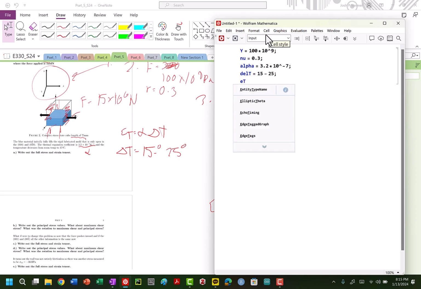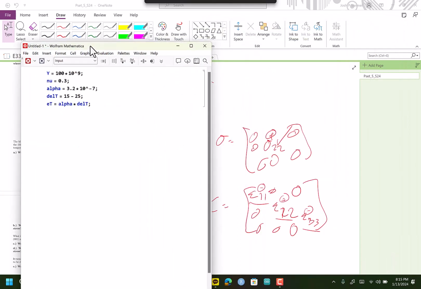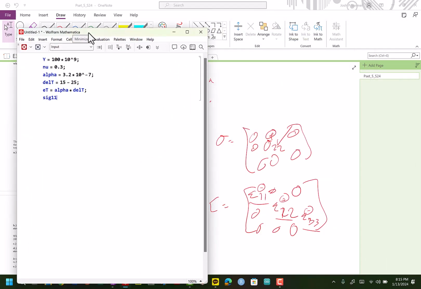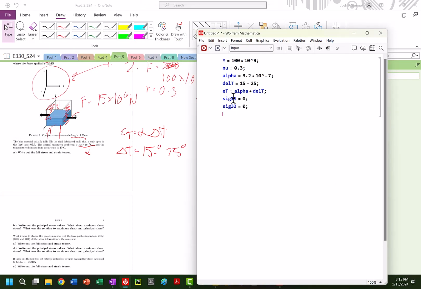Our epsilon T, which is our thermal strain, is going to be alpha times delta T. We also know in this particular problem that our sig11 is going to be equal to 0, our sig22 or sig33 is equal to 0. And we also know that the side length of our cube, L naught, is going to be equal to 75 times 10 to the minus 3. And we know that our force in the 2-2 direction is a positive 15 meganewtons, so 15 times 10 to the 6 newtons.